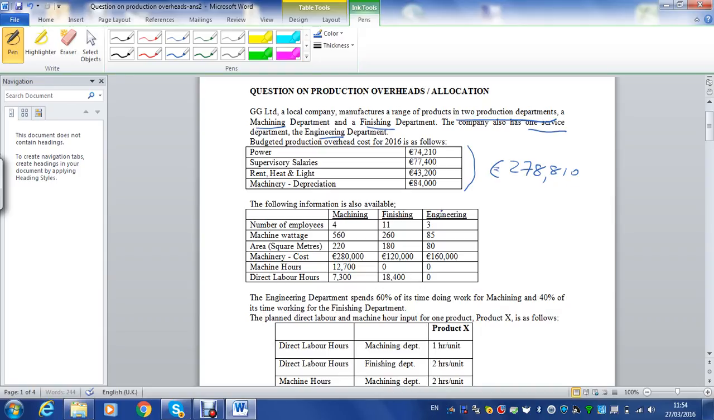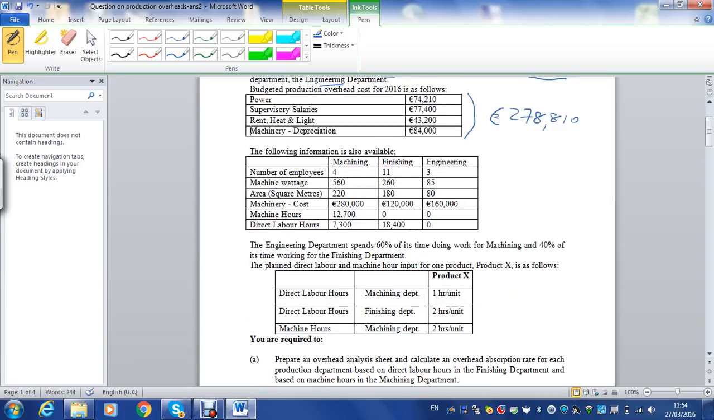When we get the total allocated, we don't just divide by 3, that's a very simplistic view. We have to split it out by each of the categories or the information that we're given. So we're given power, supervisory salaries, rent, heat and light, and depreciation on machinery. So let's flick down to the question.